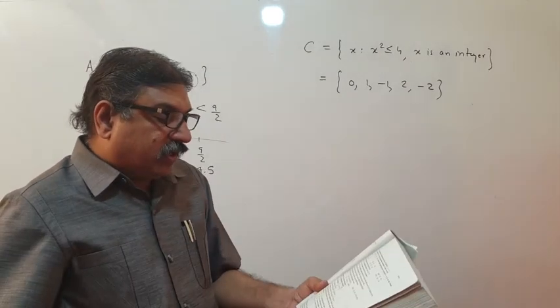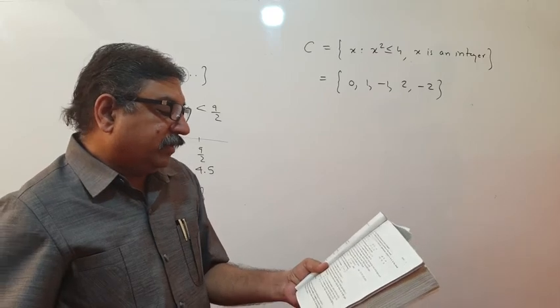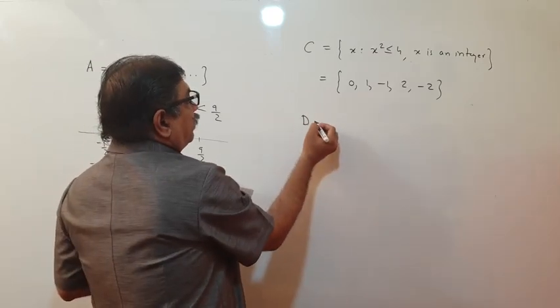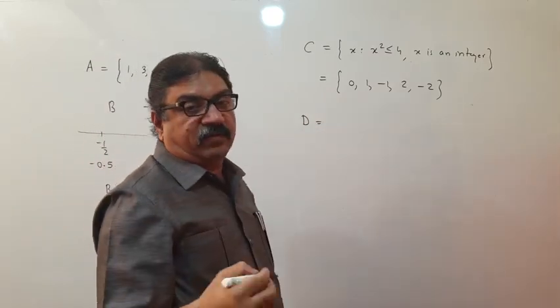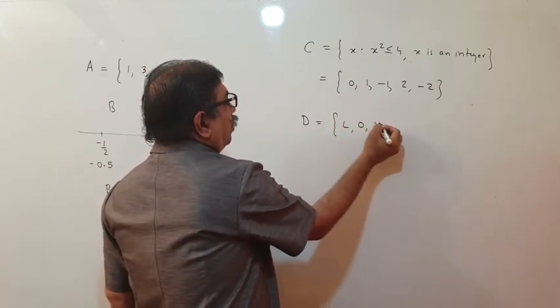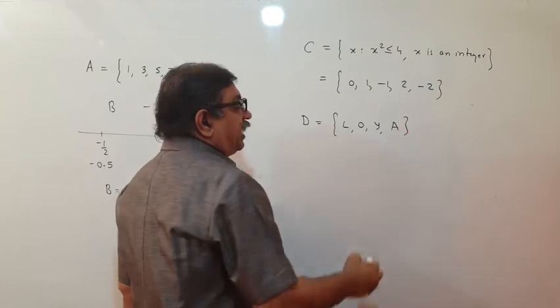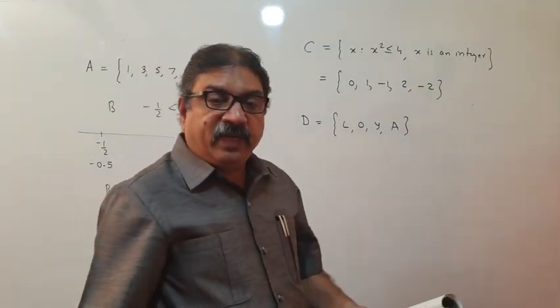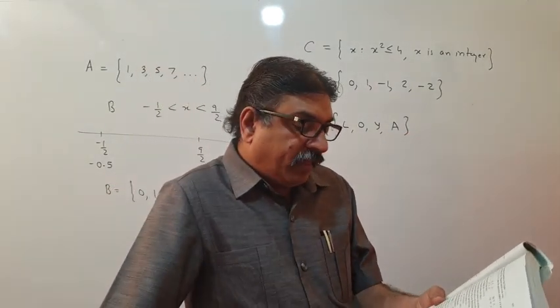Then X is a letter in the word loyal. So the word loyal is given to us and we want to write its letters. So I will write L, O, Y, A. L I will not repeat, I told you before also. Elements are not to be repeated in the set.